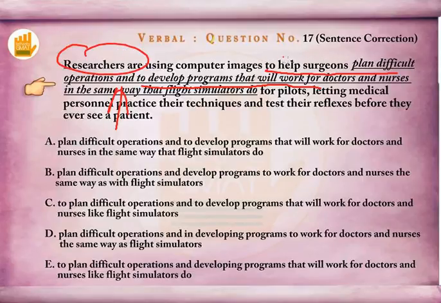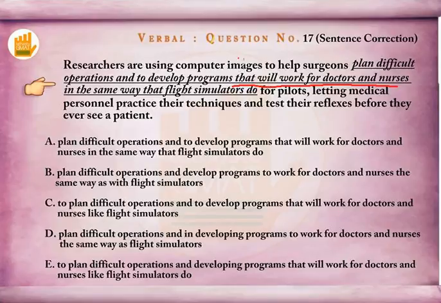Okay, so if it is a goal, what do we use? We use an infinitive. So "to help" is one infinitive, "to develop" is the other one. So the use of "to help" and "to develop" is correct here in the original sentence. Next is "that will work for doctors and nurses in the same way," and so on. This is a modifier for "develop programs," the immediately preceding noun. And "that" is a relative pronoun, so this is a relative clause: "that will work for doctors and nurses in the same way that flight simulators do for pilots." So it is a perfect comparison.